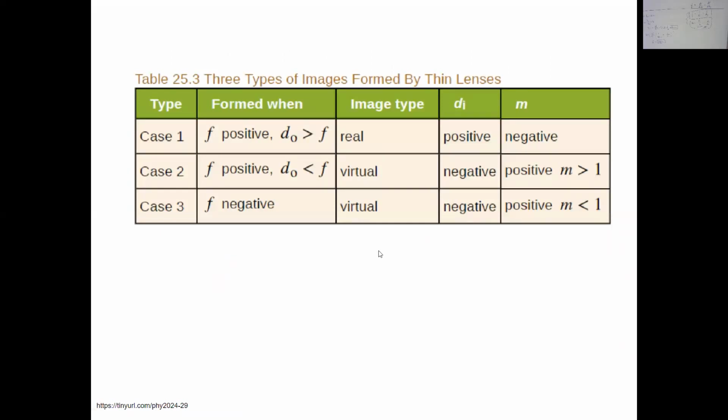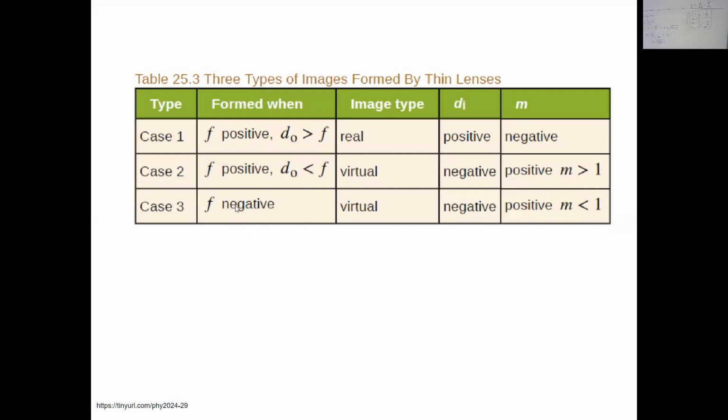So for image formed by lenses, if the focal length is positive, that refers to a convex lens, then the image could be real. The distance of the image will be positive because it's a real image, and then the magnification will be negative. Okay. For case 2, if this is a convex lens, again f is positive, but if you are within the focal point, then you'll get a virtual image. Di will be negative because it's a virtual image. Then the magnification will be greater than 1.